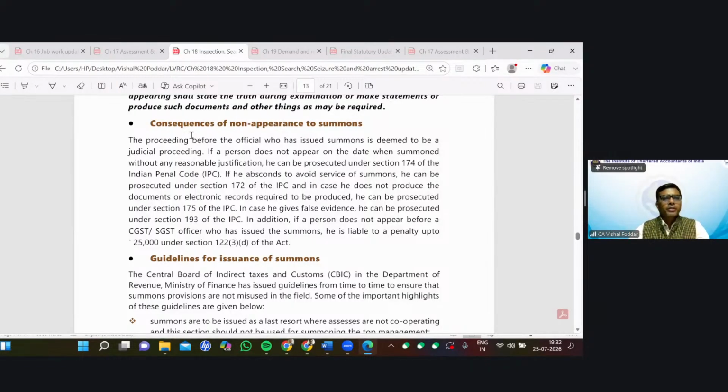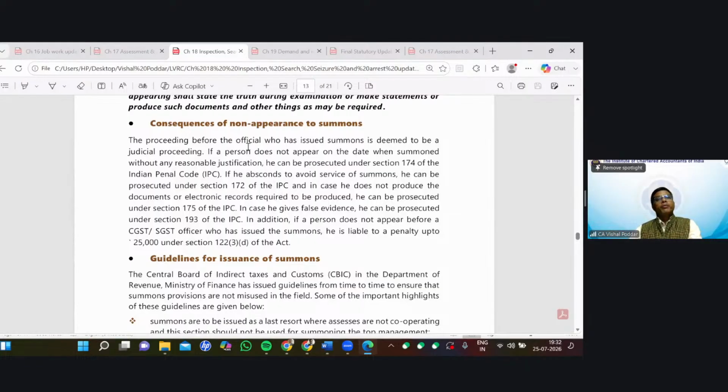So the next part, students, is consequences of non-appearance. So you are served a summons. You are asked to be present in the department on a particular date and time, but you fail to do that. Now, what will be the consequences?